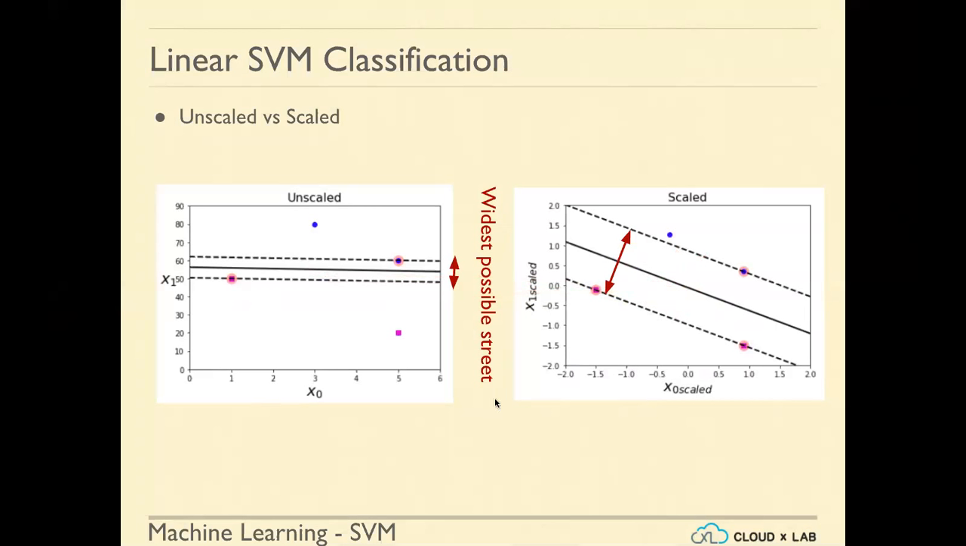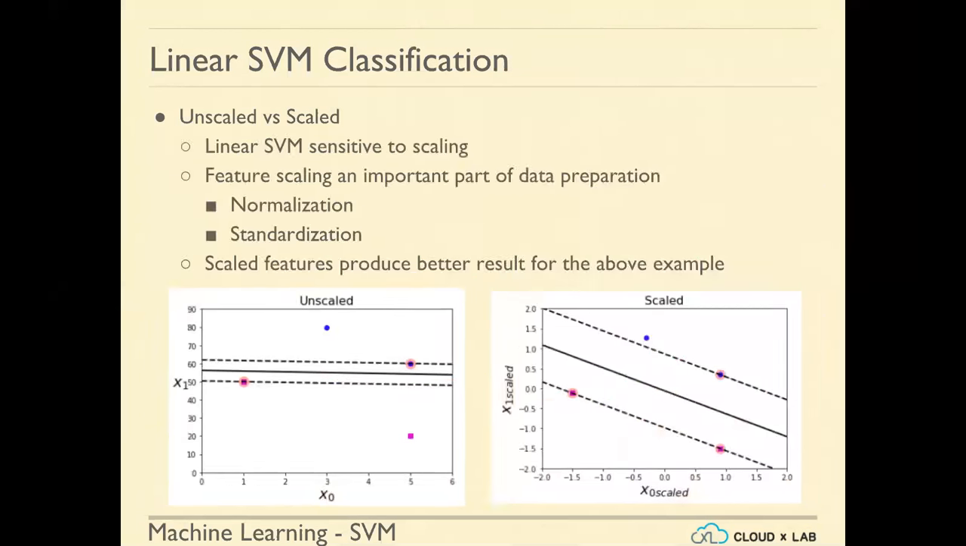All right, so this is why the SVM classification is specifically impacted by the scaling of your data. So do not forget to scale the data. Linear SVM is heavily sensitive to scaling. You could do either normalization or standardization, but standardization is generally considered more useful and proper. Scaled features produce better results for the above example.